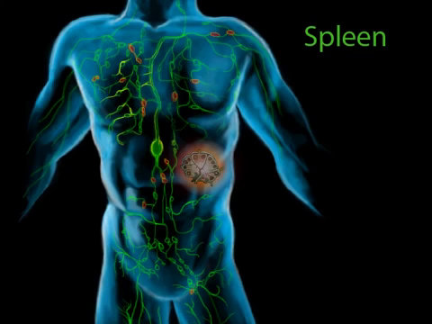The spleen is a significant lymphatic structure and has a lot in common with the smaller nodes throughout the body.